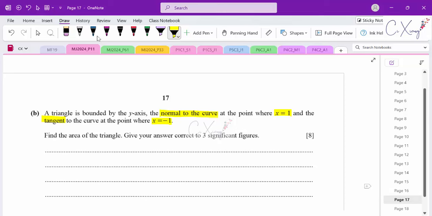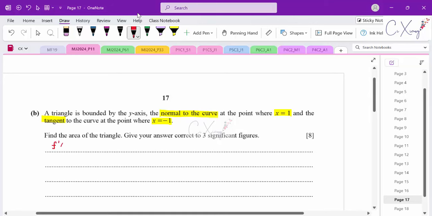Alright, so first step, let us find the equation of the normal first. To find the equation of the normal, I substitute -1 into my function f prime x. So from here, I'm having -12, then plus 3, which equals -9. Just to recall a bit, what is our function f prime x? The function f prime x is this one.